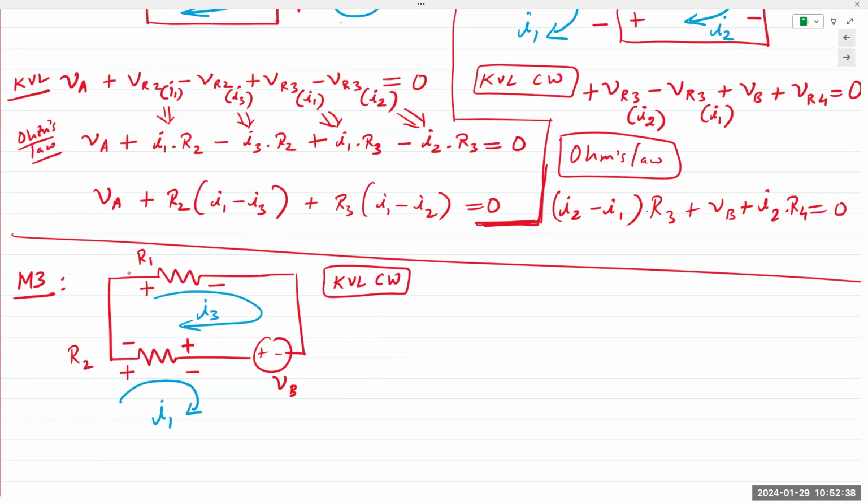I have, what do I have? Plus VR1 minus VB plus VR2 due to I3 and minus VR2 due to I1 equal to 0. It's the shared branches that sometimes complicate things. But VR1 minus VB plus VR2 due to I3 and VR2 due to I1. Yeah, that's correct.